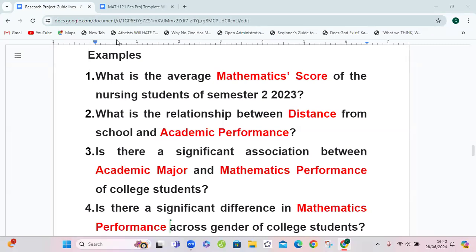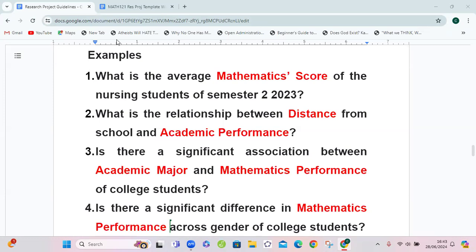So here we have 4 examples of quantitative research questions, such as what is the average mathematics score of the nursing students of semester 2 2023? And as you can see, the variable is introduced right away in the research question. The variables here are color coded, and for this one it is mathematics score, which is a number. Number 2, what is the relationship between distance from school and academic performance? These 2 variables, distance and academic performance, are quantitative in nature. You need a number to record when you have calculated distance and academic performance.